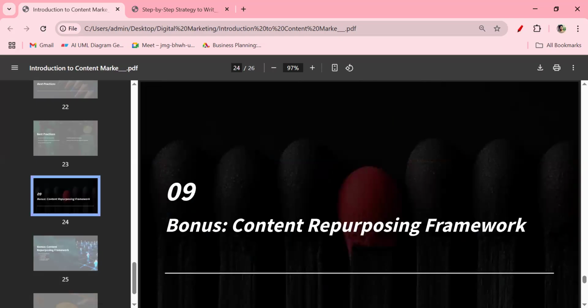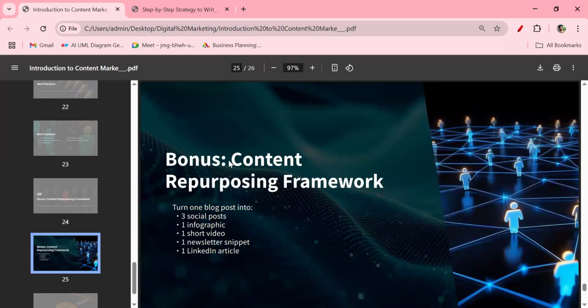So what's the bonus? I'm giving you a framework. The bonus is a content repurposing framework. So instead of posting one blog, you can post three social posts, one infographic, one short video, one newsletter, and one LinkedIn article.